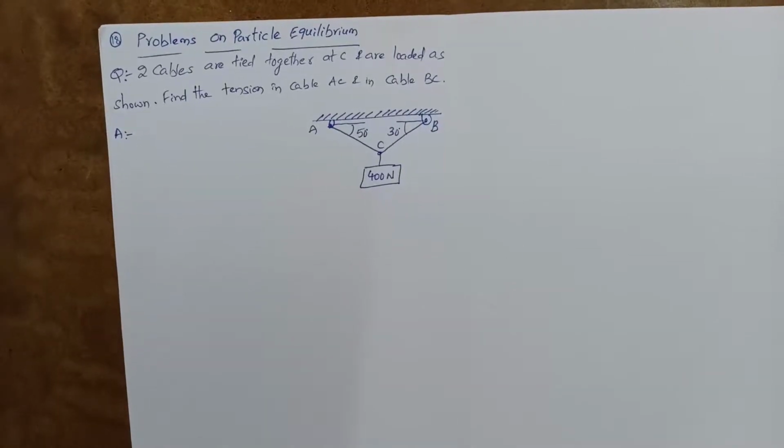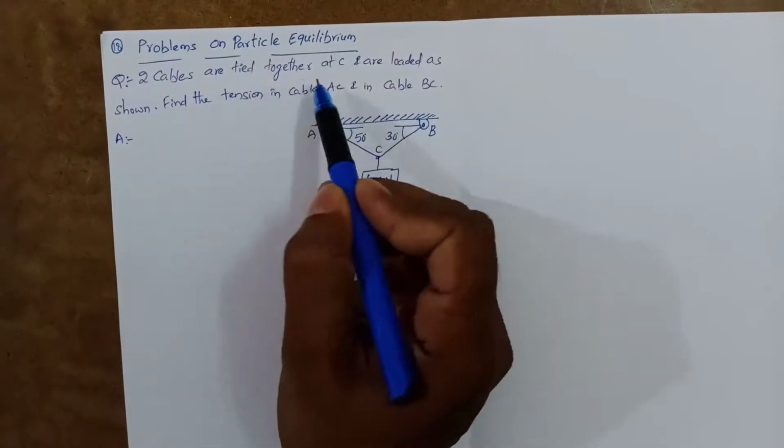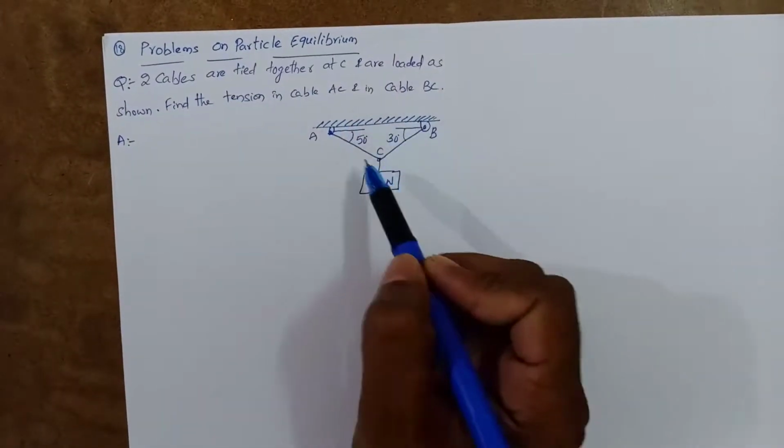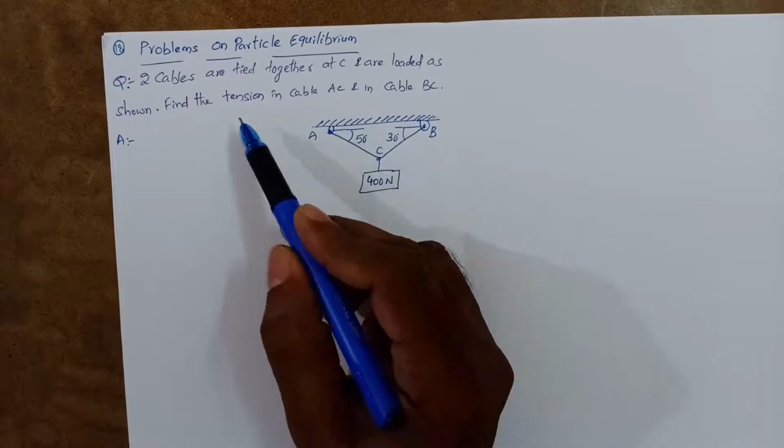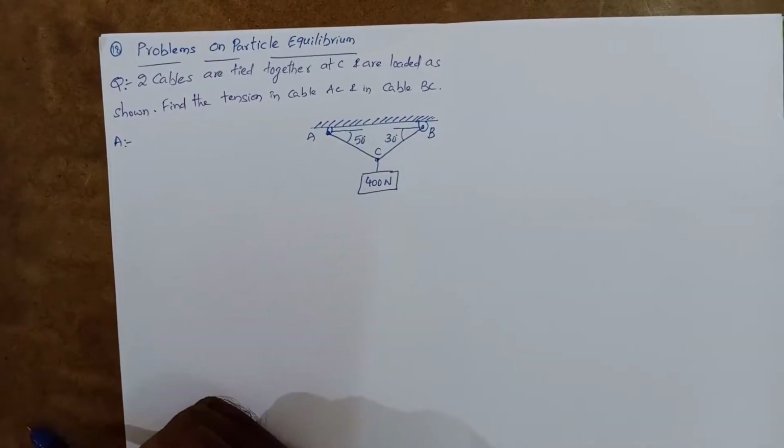Problems on particle equilibrium. Here is a question. Two cables are tied together at C and are loaded as shown in this figure. Find the tension in cable AC and in cable BC.